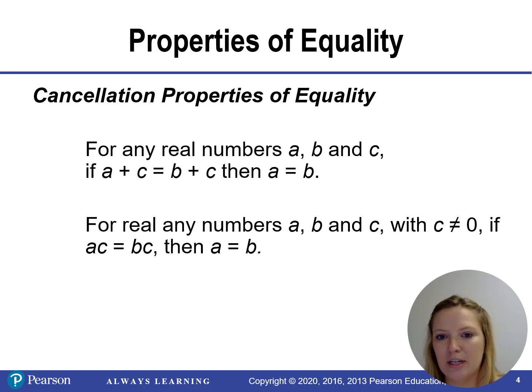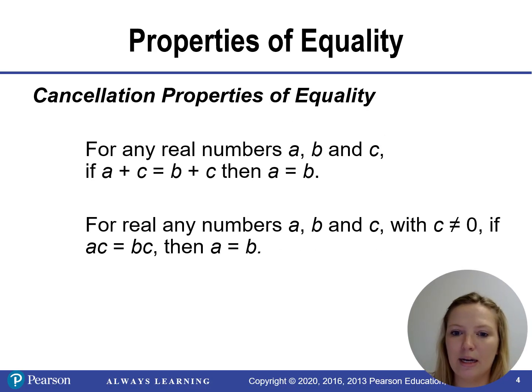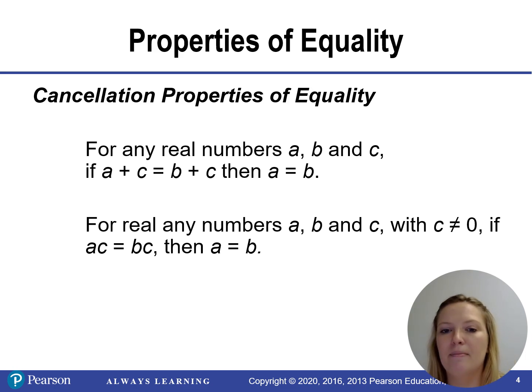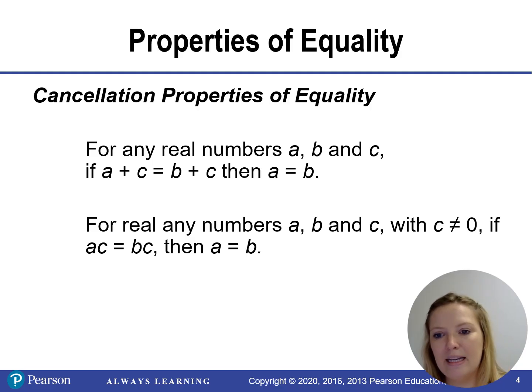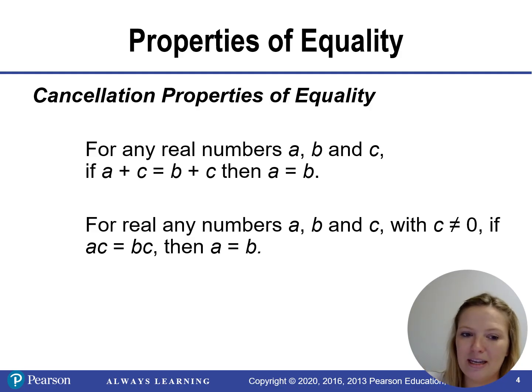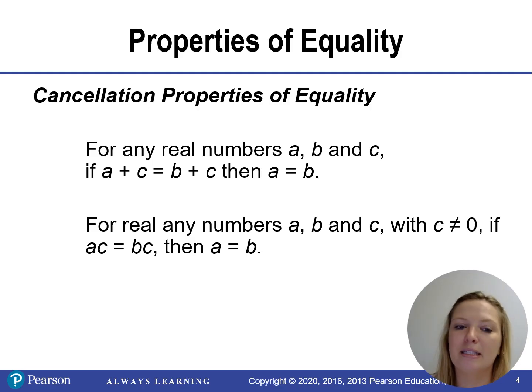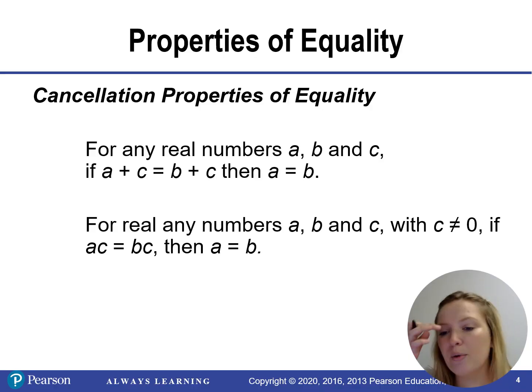Then we have cancellation, which comes from the fact that we have subtraction and division. So if we have a plus c equals b plus c, then we can subtract c from both sides, and we get a equal to b. And then if we have ac equals bc, and c is not 0, then we can divide both sides by c, and we are left with a equal to b. It's really important here that c is not equal to 0, because we're not allowed to divide by 0.